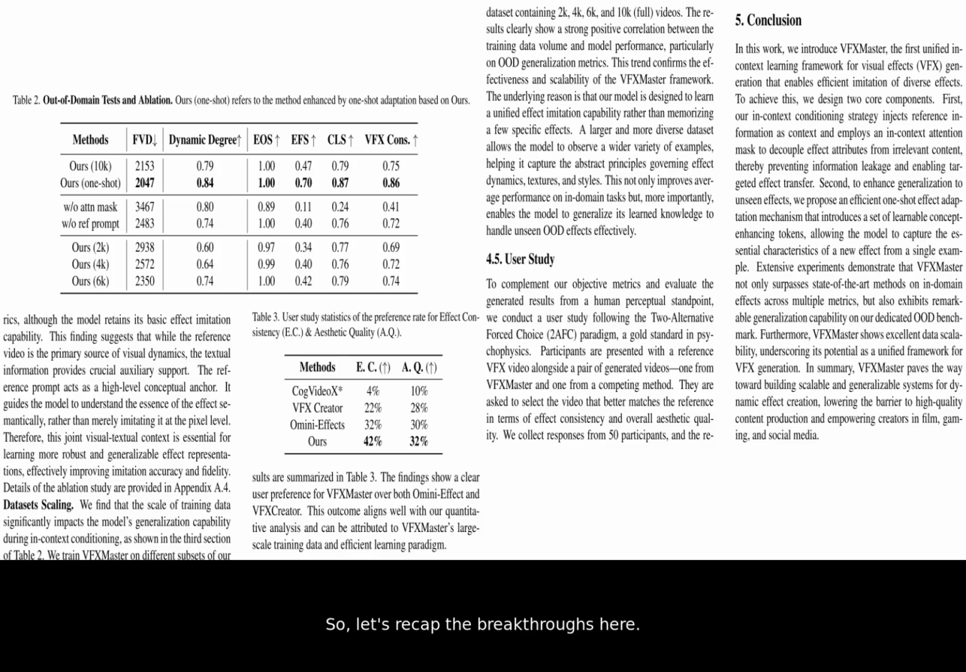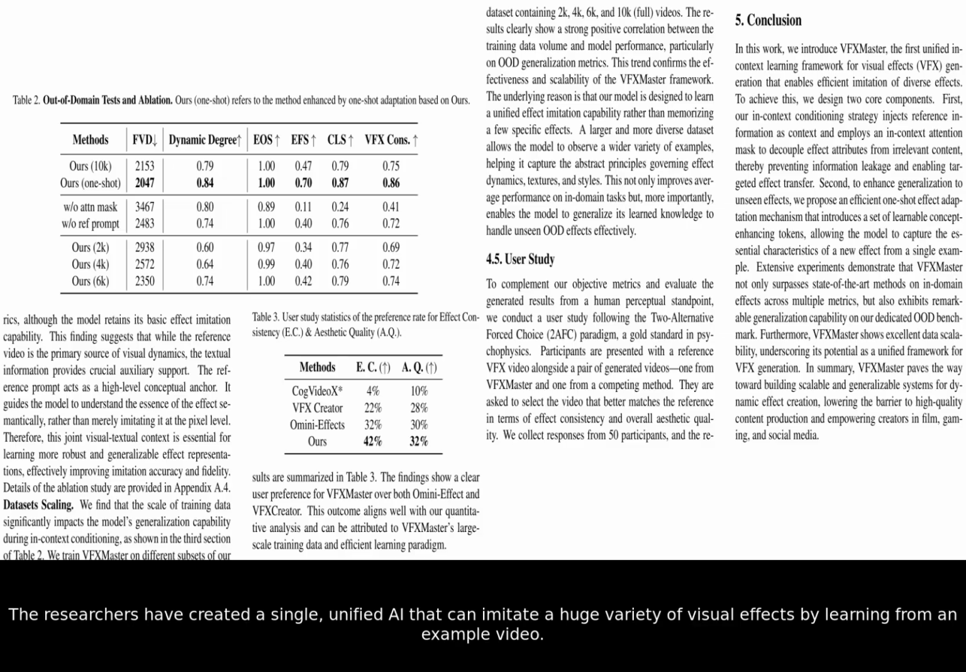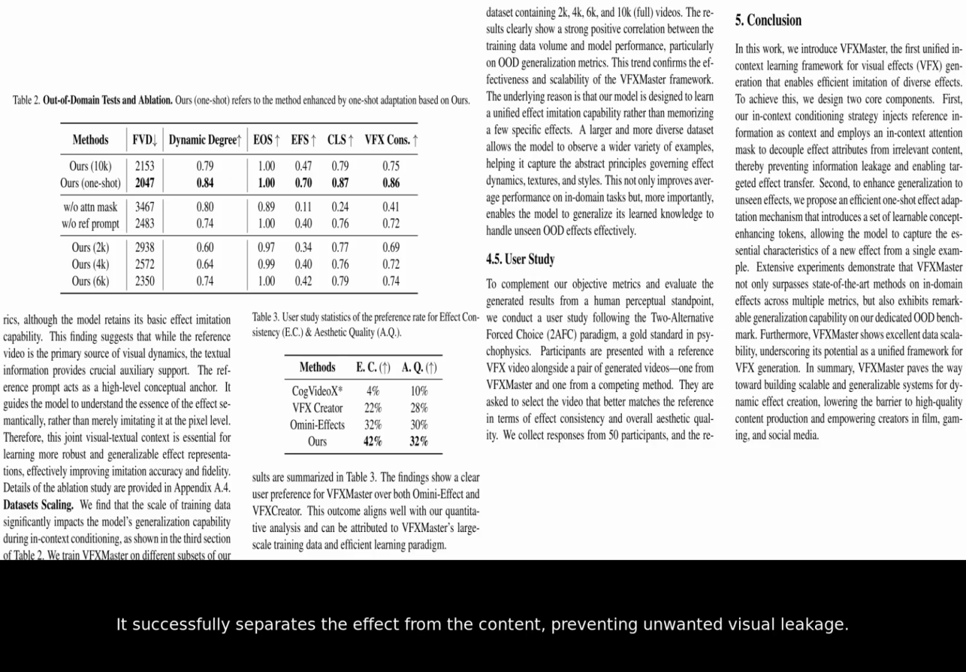So, let's recap the breakthroughs here. The researchers have created a single, unified AI that can imitate a huge variety of visual effects by learning from an example video. It successfully separates the effect from the content, preventing unwanted visual leakage. Most importantly, it shows strong generalization, meaning it can create effects it has never been trained on.